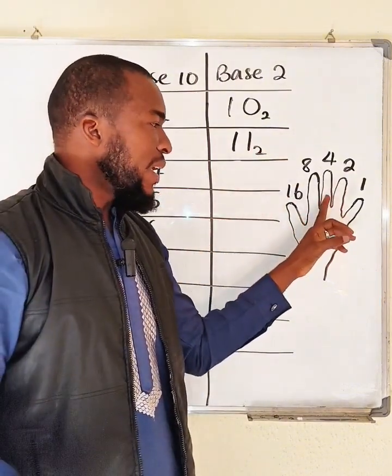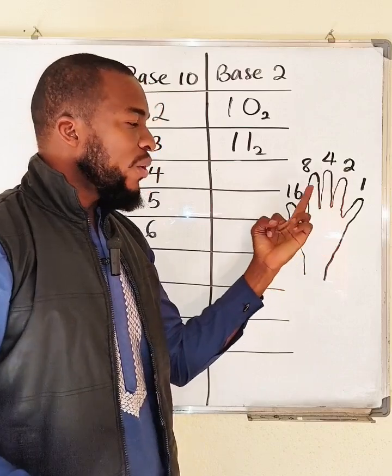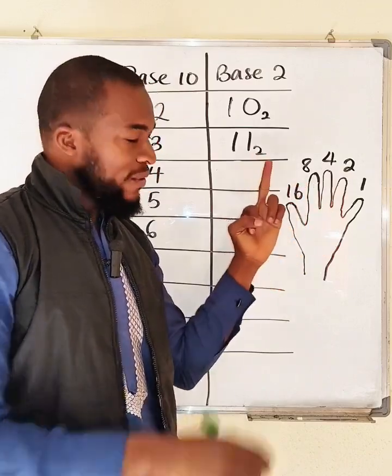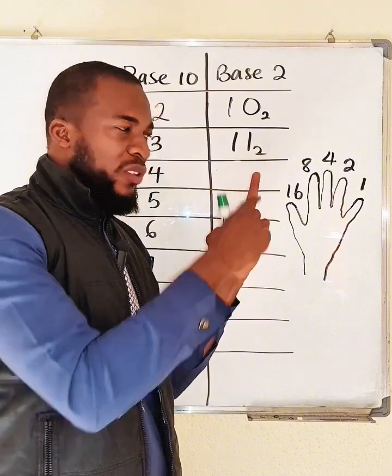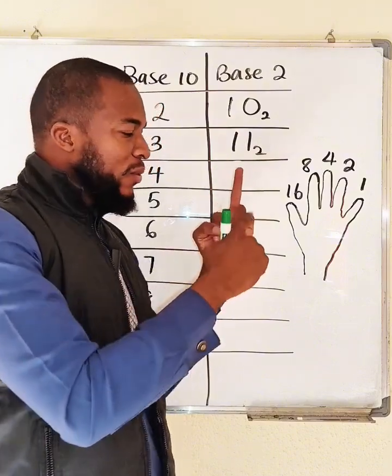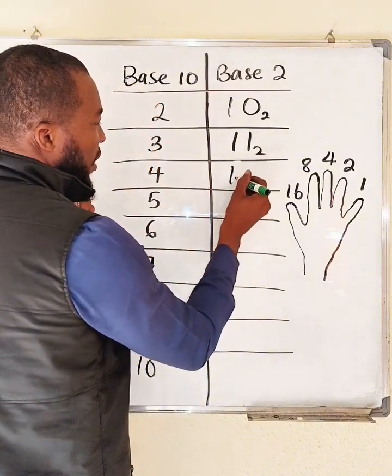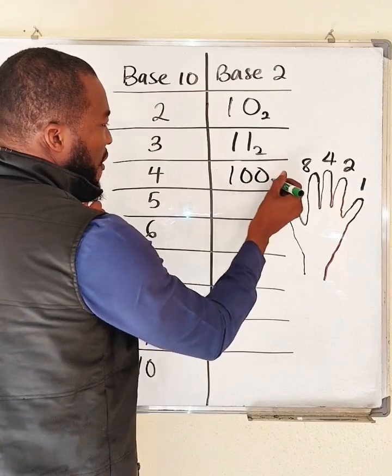So what about 4? We have 4 right here. So we are going to fold the whole of this 4, leaving only this. So it will be 0, 0, 1, 0, 0. But start counting here. 1, 0, 0. 1, 0, 0 in base 2.